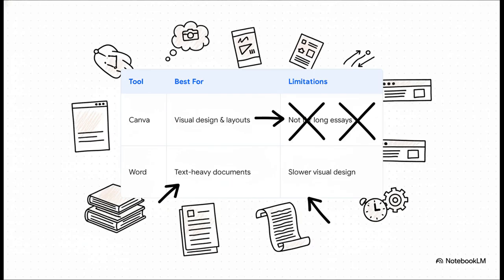It's not ideal for typing up a 20-page essay or creating an automated tracking system-friendly resume. For those text-heavy documents, Microsoft Word is still going to be your best friend. Basically, you want to choose Canva when your primary goal is visual impact.